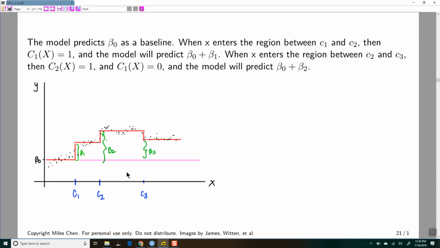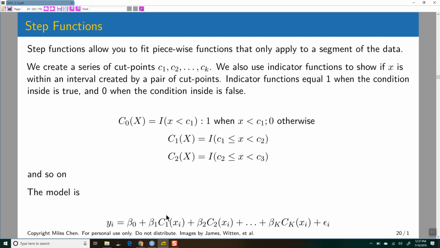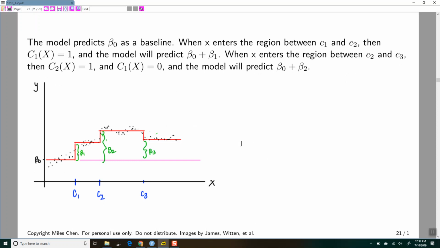And so what this looks like is that, this is beta 0, okay? And then between C1 and C2, it takes on this value, beta 0 plus beta 1, okay? And so it pushes it up here. And then between C2 and C3, it's going to be beta 0 plus beta 2, okay? And then for things bigger than C3, it's going to be beta 0 plus beta 3, okay? Because it's a 1 or a 0, and everything's basically a 0, or it's a 1 if it's within that certain region. Okay, so this is how we do the cut points.